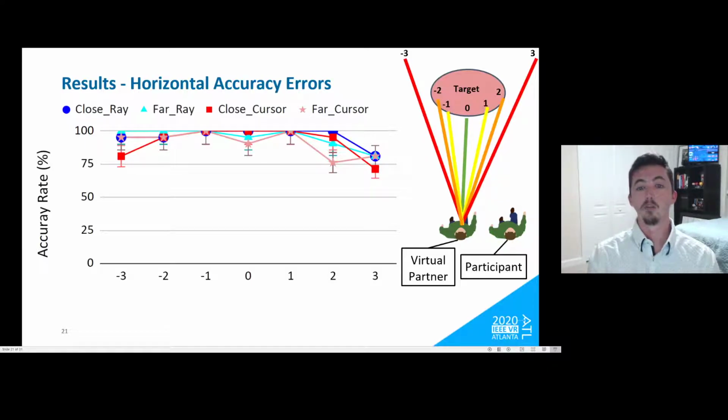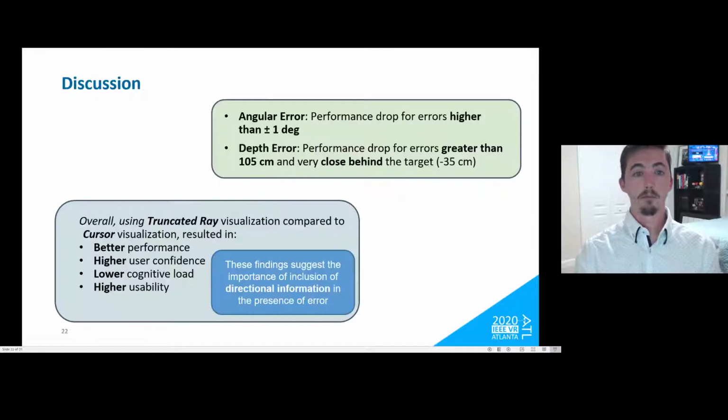Interestingly, at plus or minus 1 degree of rotation applied to that visualization, we see our users are all pretty much 100% accurate. As we continue outward from there, we see these spikes in user performance. So they tend to do worse at 2 degrees of rotation, and then even worse at plus or minus 3 degrees of rotation. And this makes sense because those targets at 3 degrees of rotation often miss, the visualizations often miss that target at plus or minus 3 degrees.